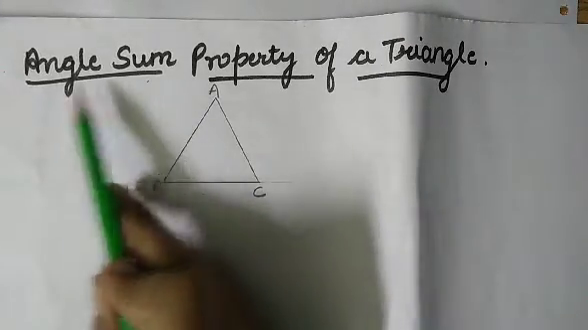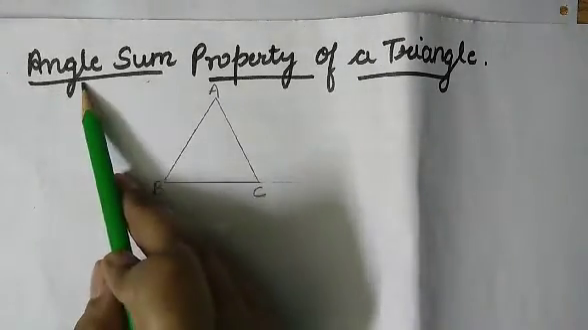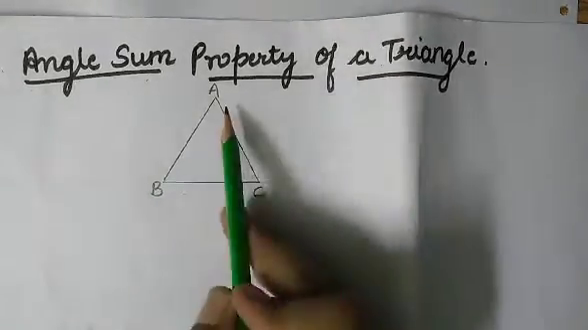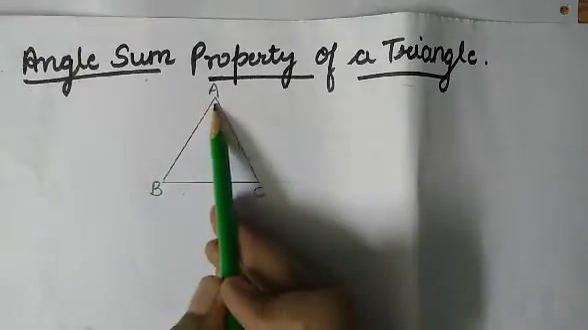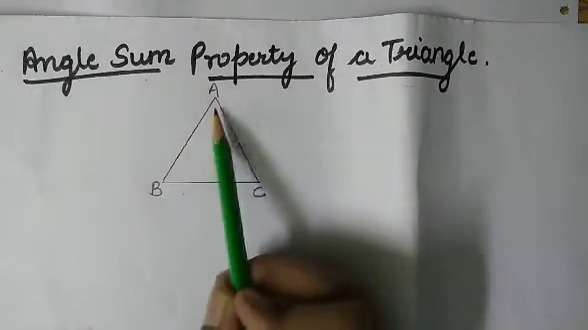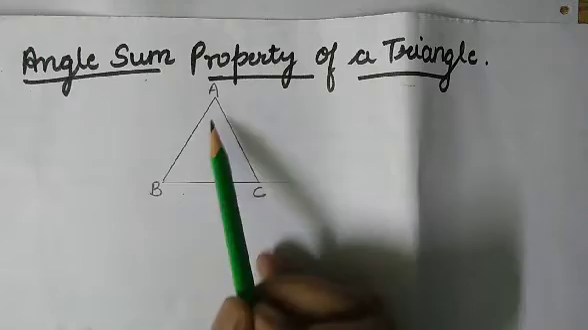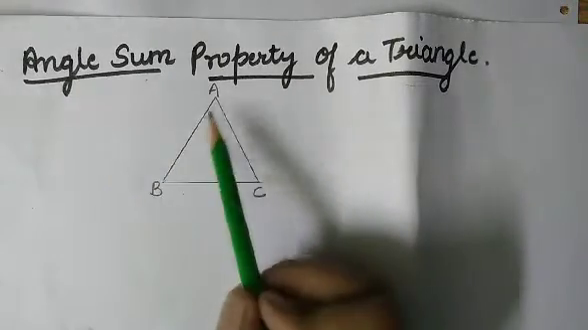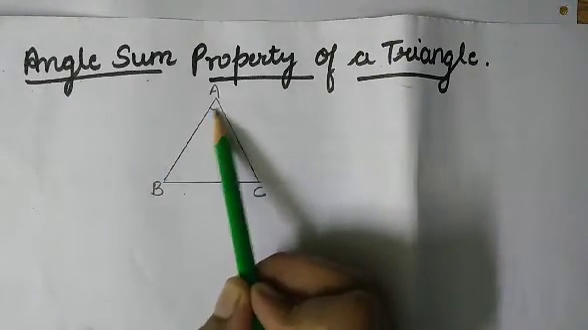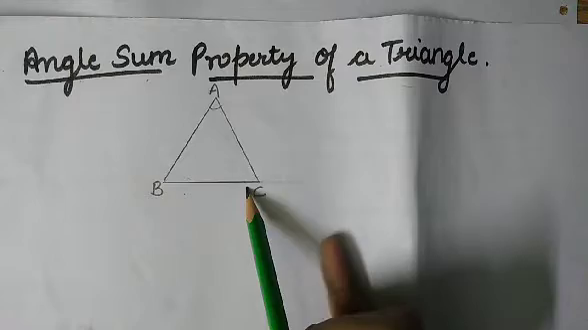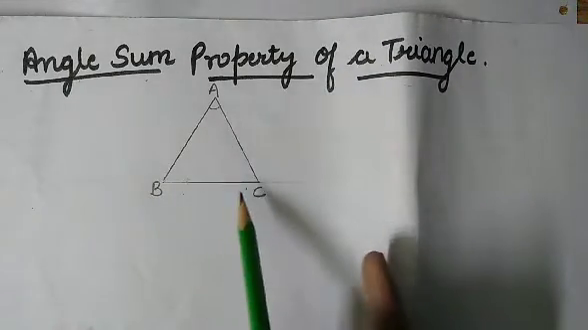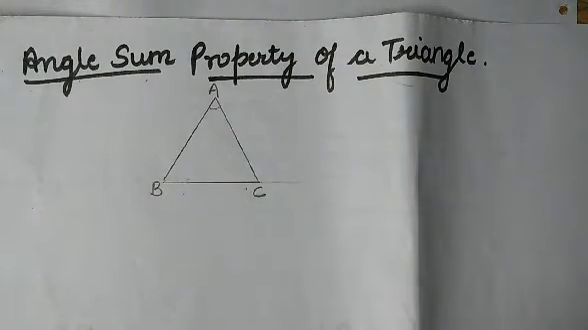Angle sum means we have to do the sum of the angles in a triangle. This property is related to the angles that are in a triangle. So this is the property of the sum of the angles. We have to do a plus b plus c. It means the sum of all angles in a triangle is 180. We will discuss how it is 180.